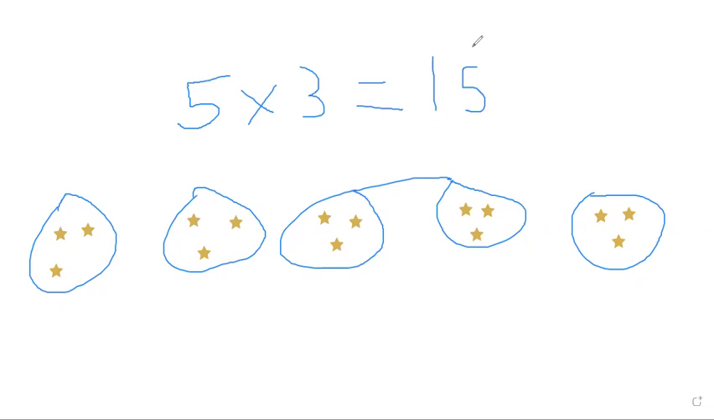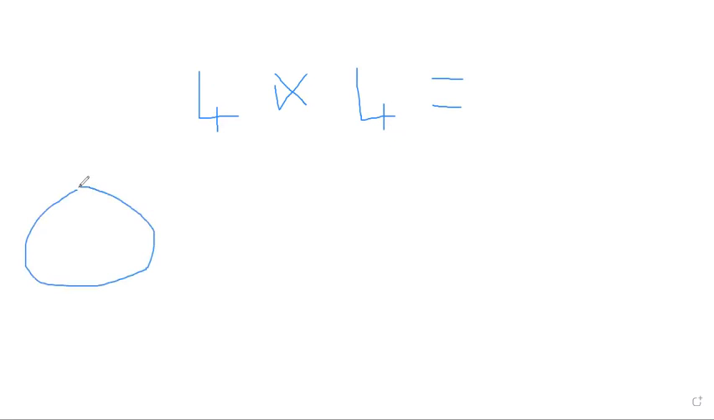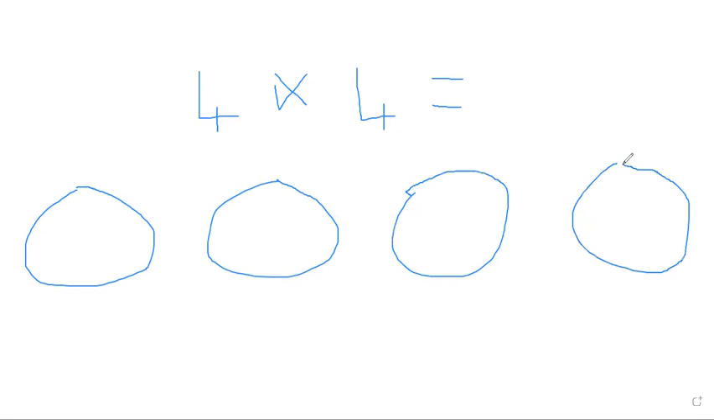Let's try another one. Let's do 4 times 4, because I think we're maybe not as confident on our 4 times table as we are on our 5. So let's look at our numbers again. Our first number is 4, so that means that we need to have 4 groups. So we're going to draw our circles again. I'd like to say I'm getting better at this, but I'm not really.